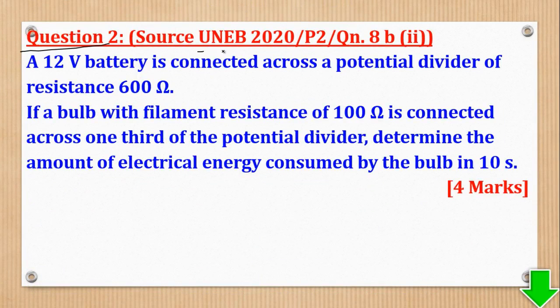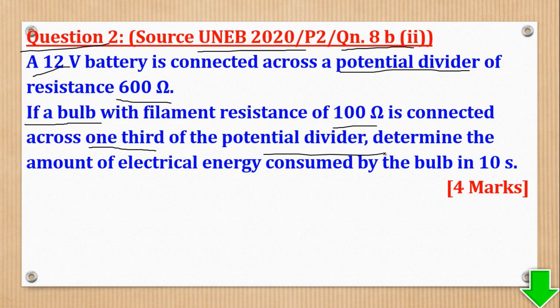Then question 2 came from UNEB 2020, paper 2, question 8b, Roman 2, and says, a 12-volt battery is connected across a potential divider. Remember, we already looked at a potential divider of resistance 600 ohms. If a bulb with filament resistance of 100 ohm is connected across 1/3 of the potential divider, determine the amount of electrical energy consumed by the bulb in 10 seconds. So here they want work done.